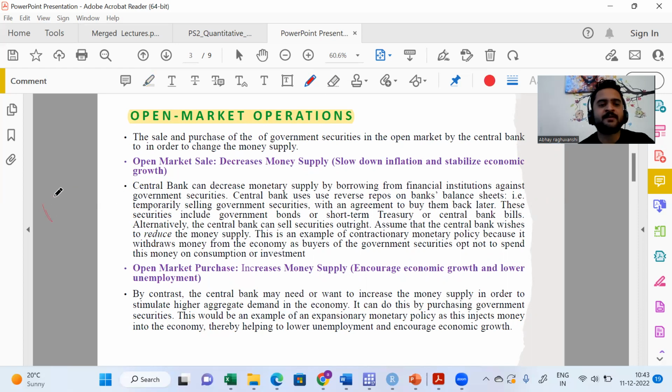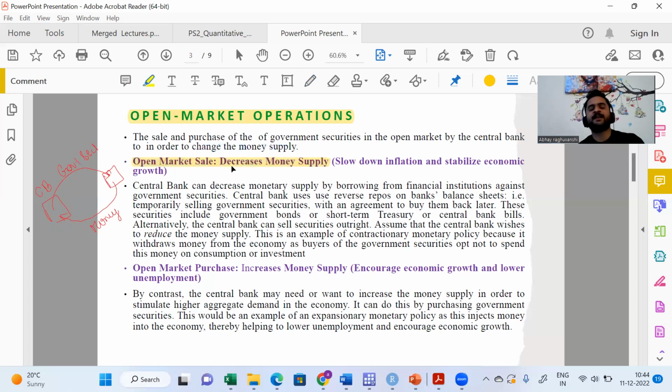Let's suppose we have a central bank, and here we have the institutions which buy the government securities. When the central bank is selling the security, it is just like selling a government bond to the people. In exchange, what it would be getting back is money. So there is a reduction in the money supply in the economy. There is less currency available now in the hands of the consumers and the investors, so there will be a decrease in the money supply.